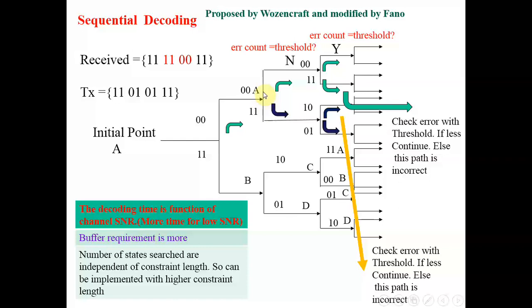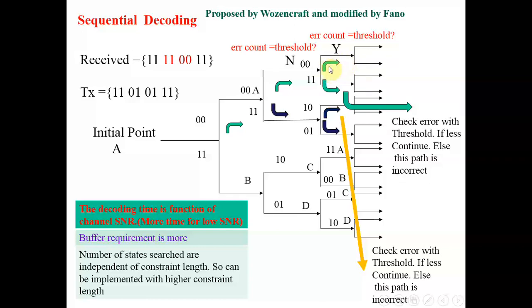Now again I have two diversions. I can take this path or I can take this path. Suppose I have taken this path. Again my error count is updated. Now again I go here and compare my error count. Is it equal to the threshold? If the answer is no, it is still not equal to the threshold. It is less than the threshold. So okay, this path is okay, and I take this path now. Again there are two possibilities. Now again I update my error count and ask the question: is the error count equal to the threshold? Now if the answer is yes, that means up to this point there was no problem.